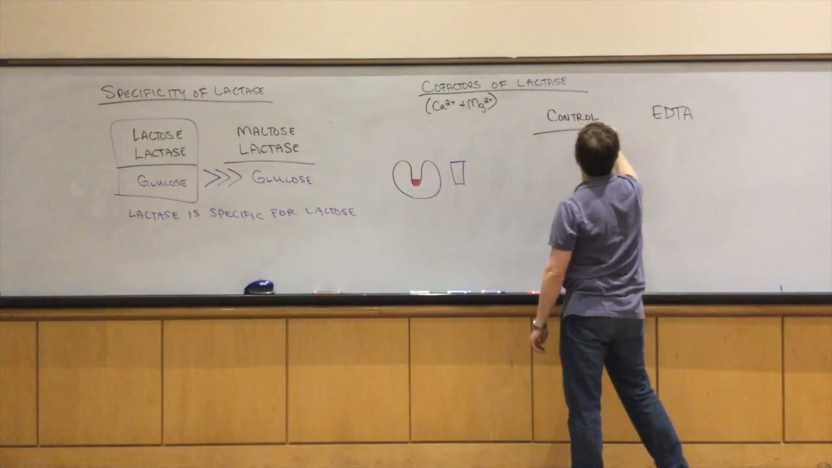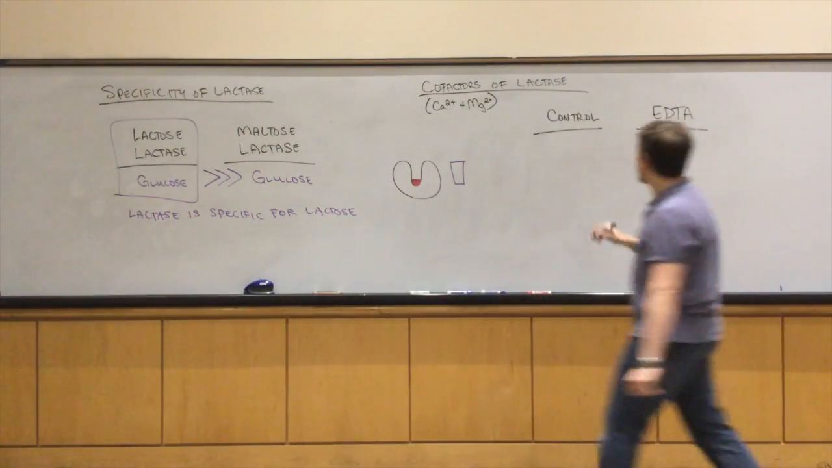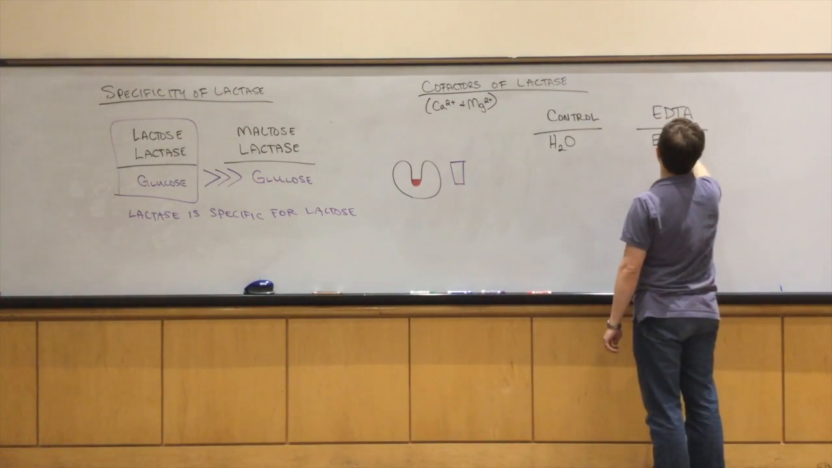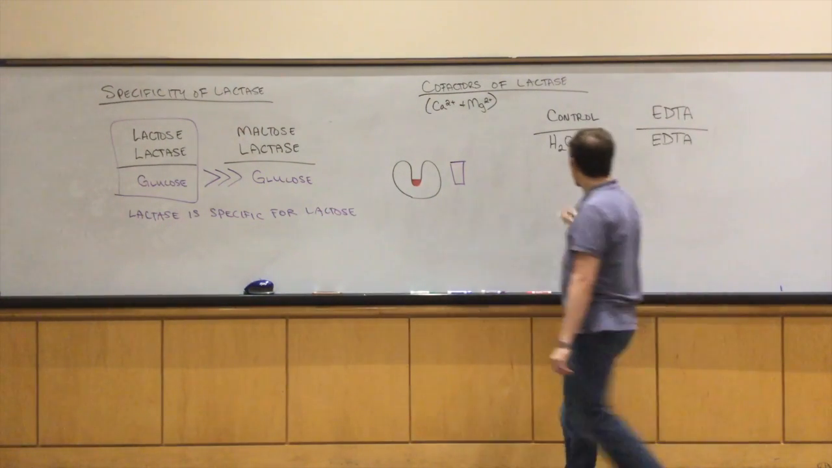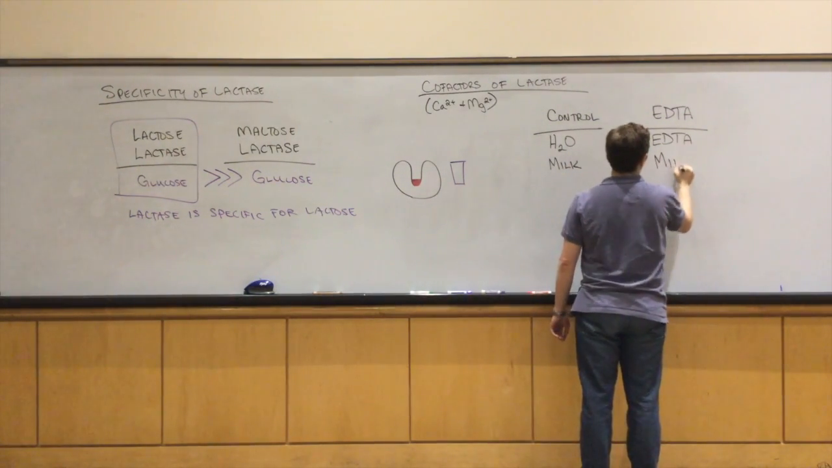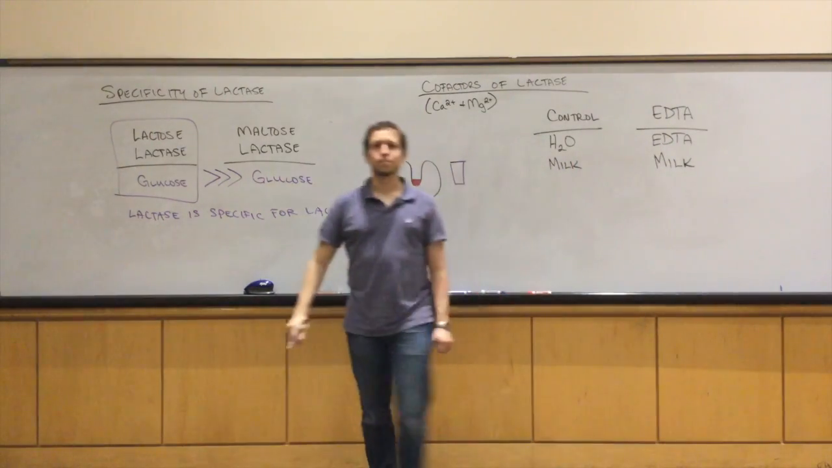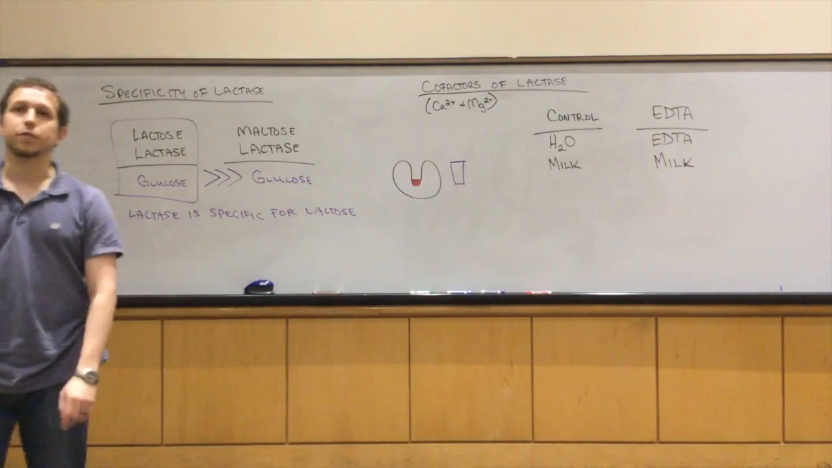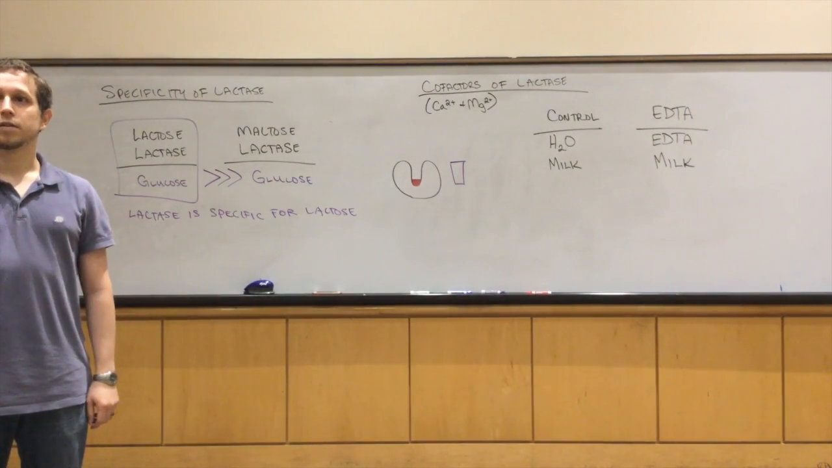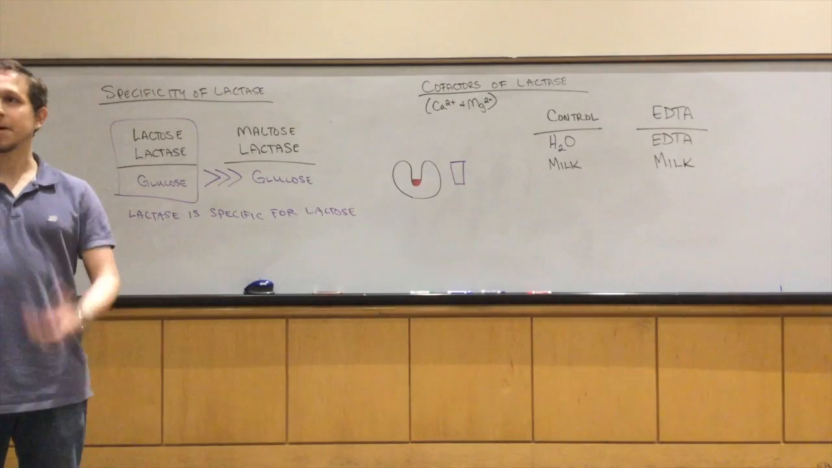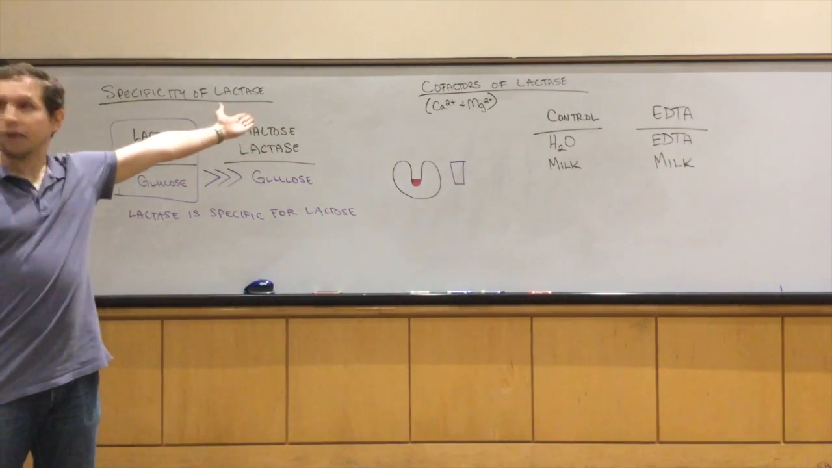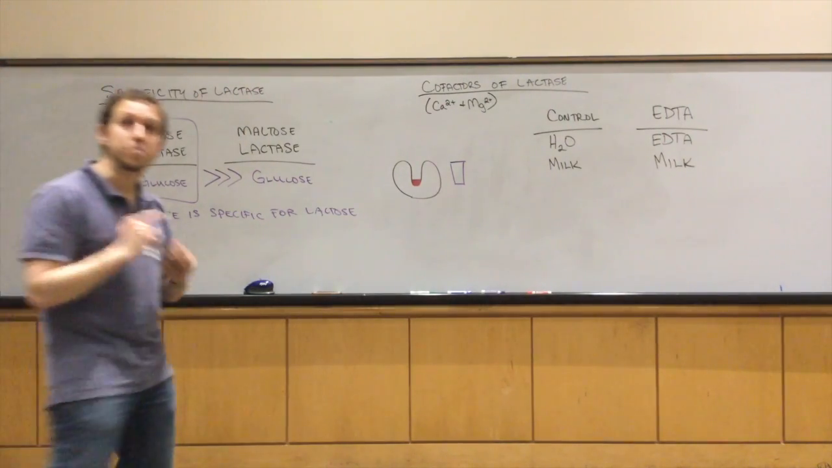Now before we get to adding the lactase, let's talk about what we had in each of these tubes. In the control tube, we had water. In the EDTA tube, we had a substance called EDTA. Then, to each tube, we added milk. Quick question. Technically, the cofactors are in both of these tubes right now. What solution has the cofactors in it? Milk. If you think about it, you probably have always heard milk is an excellent source of calcium. Calcium is one of our potential cofactors. So the cofactors are in the milk.